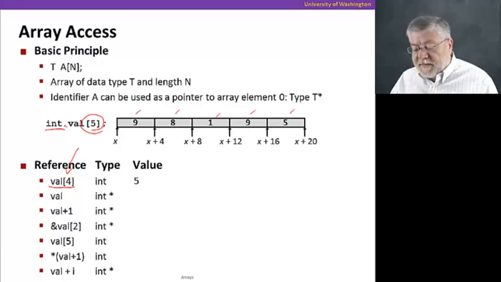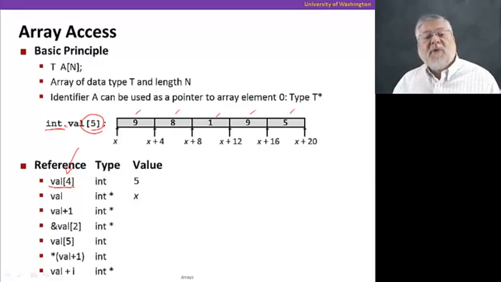The next example, just using the word val, the name of the array, is going to give us an address to the starting point of the array. So that'll be the value x, wherever we happen to start the array in memory. Val plus 1 is also a pointer. Because val is an address, when we add 1 to it, we do pointer arithmetic. These are of type int, so we will add 4 to x. And so that value is x plus 4.